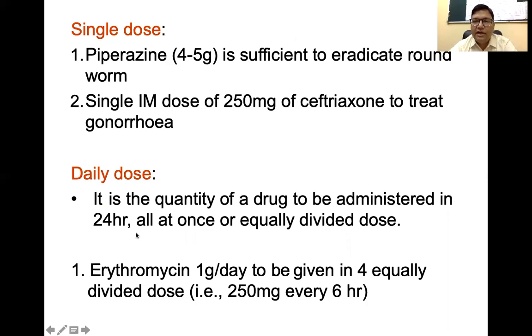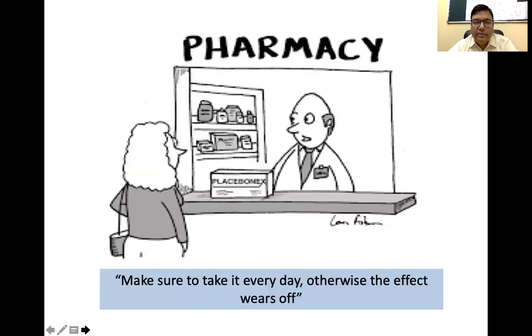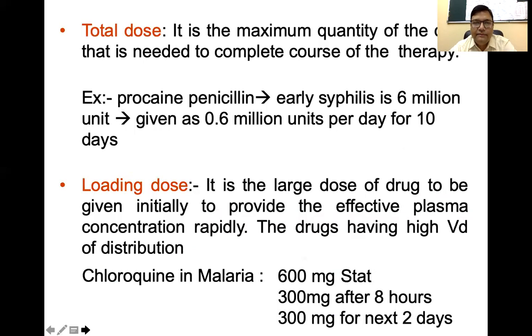This depends on the T half of the drug. Like erythromycin, 1 gram per day is to be given in 4 equally divided doses. That means 250 milligram is to be administered every 6 hours. So make sure to take the drug every day, otherwise the effect wears off. If we are taking a drug, we have to take it based on the frequency, otherwise the effect goes.